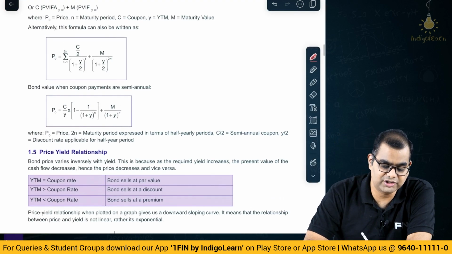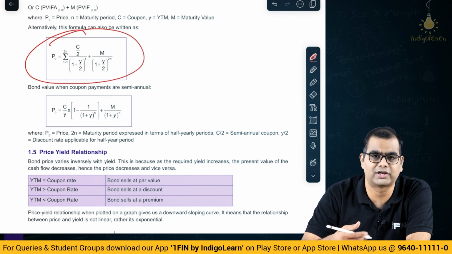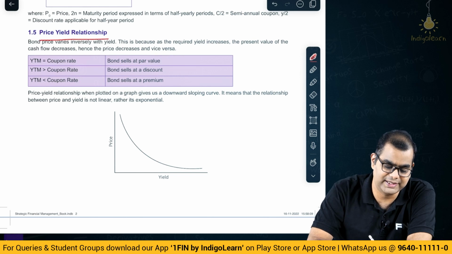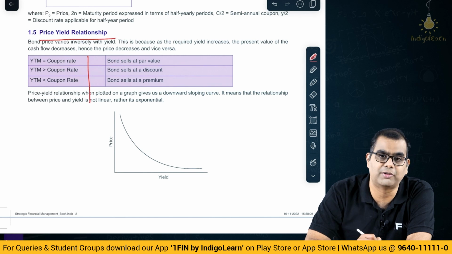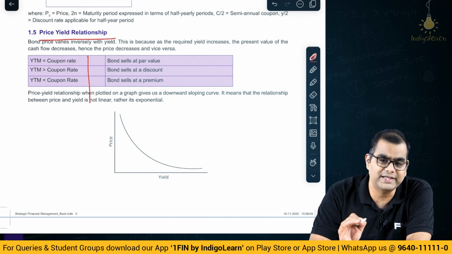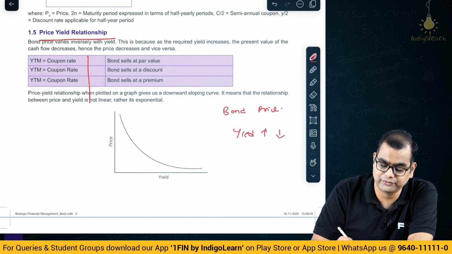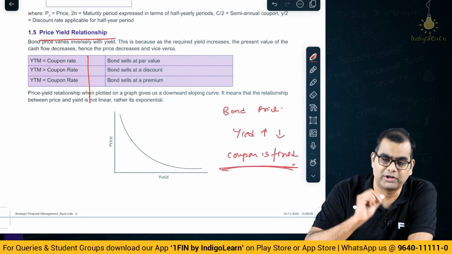So, friends, after having understood how bonds are to be priced when coupons are semi-annual or quarterly, let us move to the next aspect, which is very critical for us to understand, which is the price yield relationship. What is this price yield relationship? The price yield relationship basically talks about what happens to the price of a bond when yield goes up or goes down, given that the coupon is fixed.